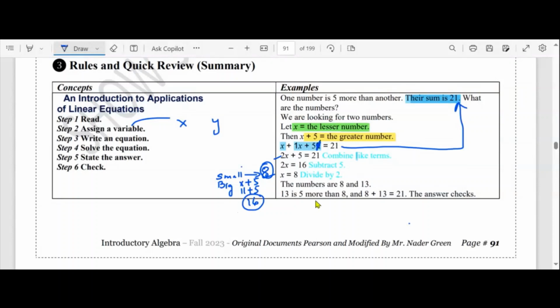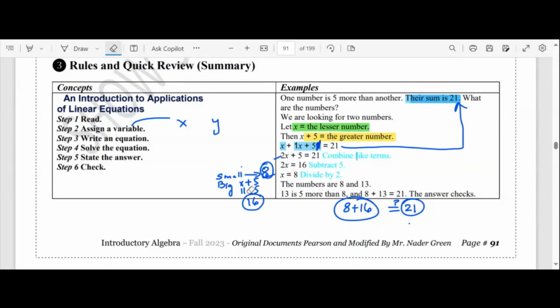To check the answer, he said one number. So you add the small number plus the big number. How much should both of them give you? Does it equal 21? Yes or no? No. Then there is a mistake here. What mistake did we make? I will tell you what the mistake is.